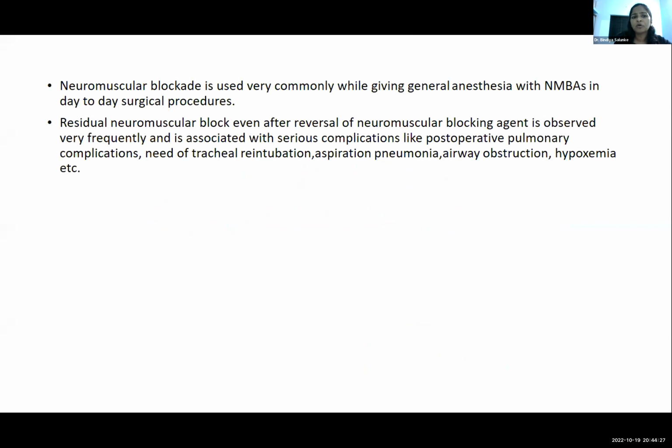Neuromuscular blockade is used very commonly while giving general anesthesia with neuromuscular blocking agents in day-to-day surgical procedures. So we require to know the initiation of this blockade when it has acted, so that the intubation is smooth and atraumatic, and also during the recovery phase, so that there is no residual neuromuscular block. The residual neuromuscular block has been seen even after reversal of the neuromuscular blocking agent.